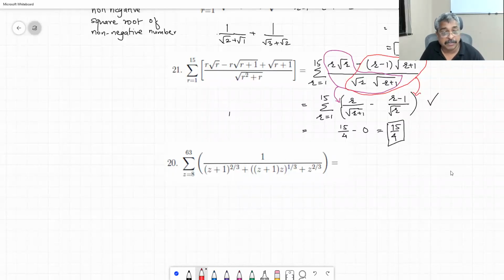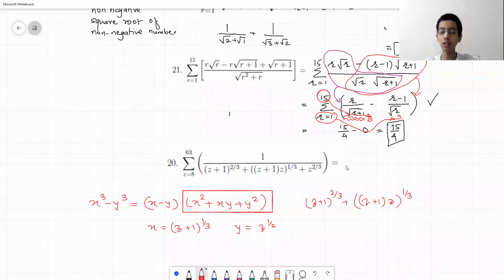Okay, next sum is sigma z goes from 8 to 63 of 1 upon z plus 1 raised to 2 by 3 plus z plus 1 into z raised to 1 by 3 plus z raised to 2 by 3. This is interesting. The cursor is only moving. Is the board not visible? No, sir. The cursor is just moving.